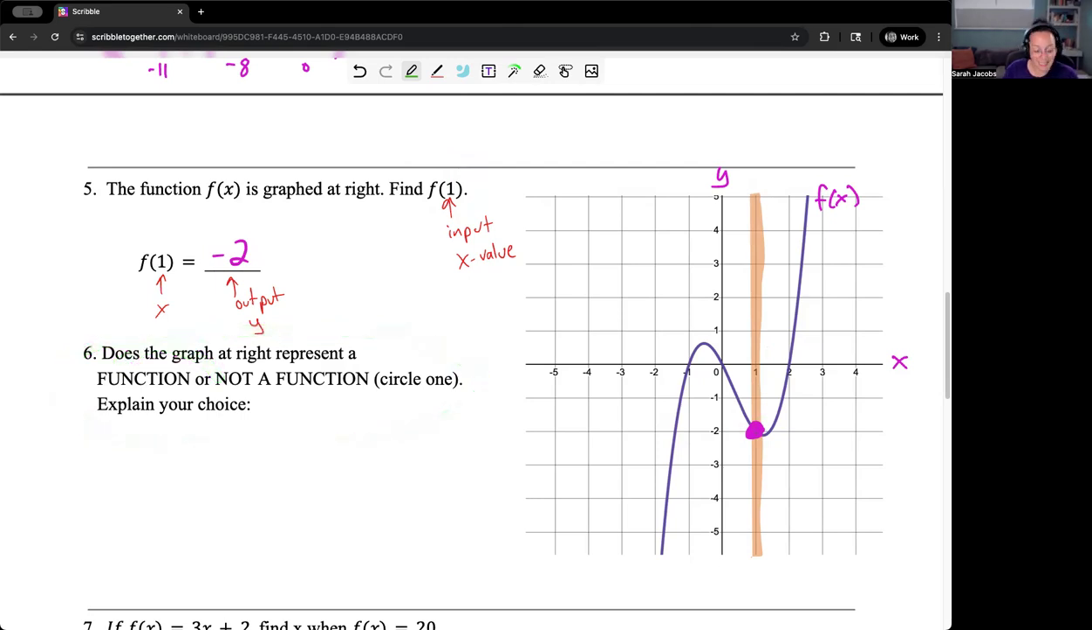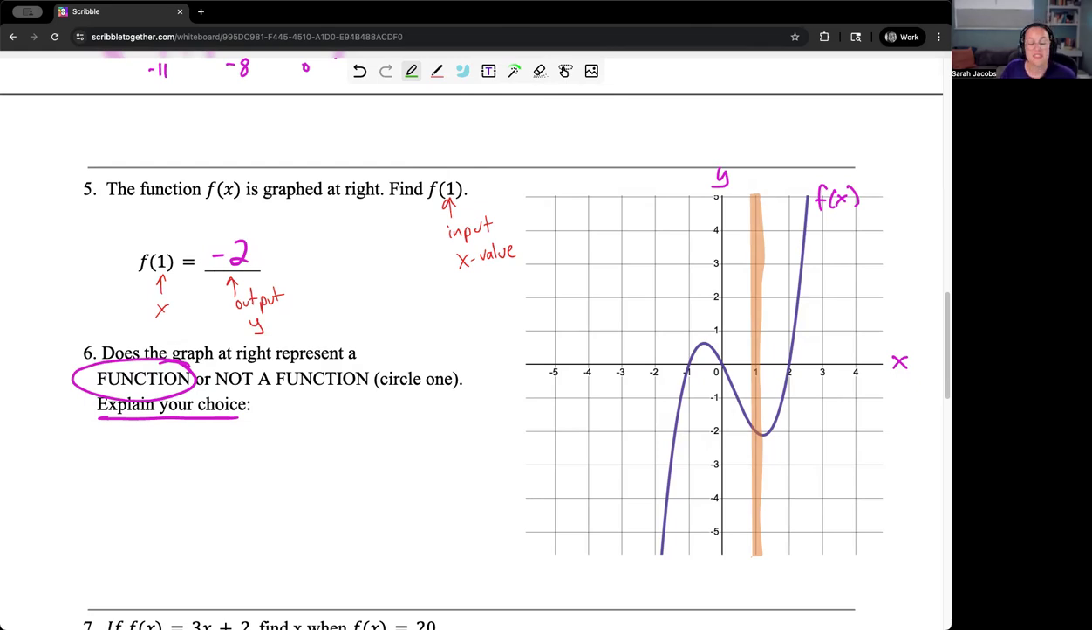Now, does the graph at right represent a function or not a function? Circle one and explain your choice. Don't forget to actually explain when asked. Okay, so I'll tell you, this is a function. The way I know is, I'm going to get rid of that, and I'm going to borrow this line.